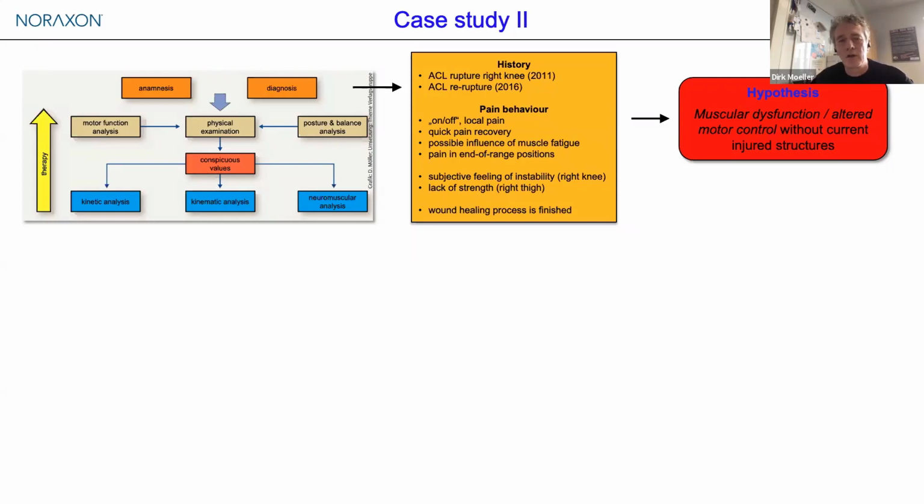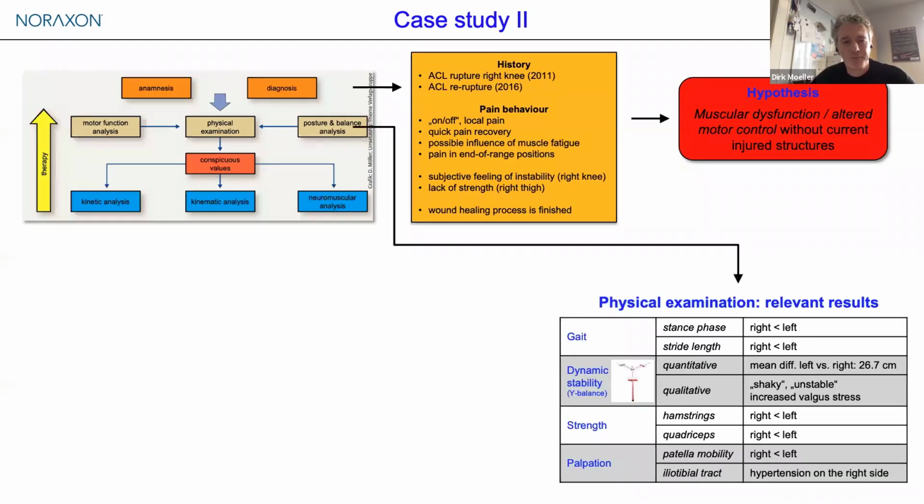But additionally, to the wound healing process, there's no active wound healing. So it's finished. Based on this, we have a similar hypothesis to the first case, the muscle dysfunction and altered motor control, but in this case without currently injured structures. So then we run the physical examination.